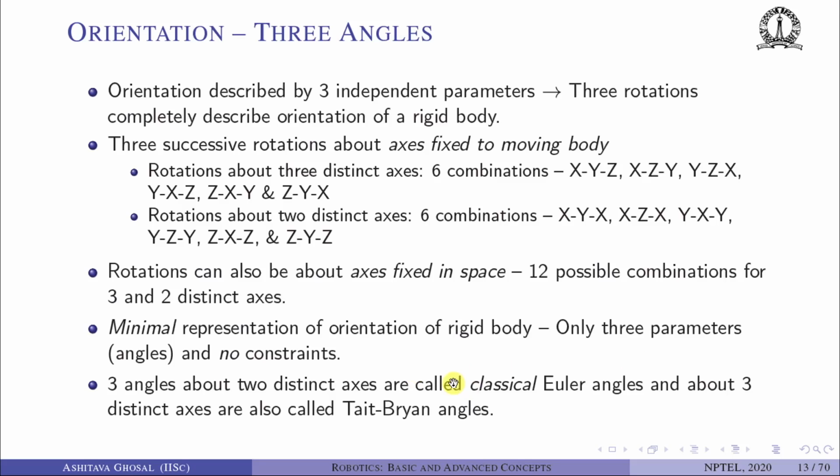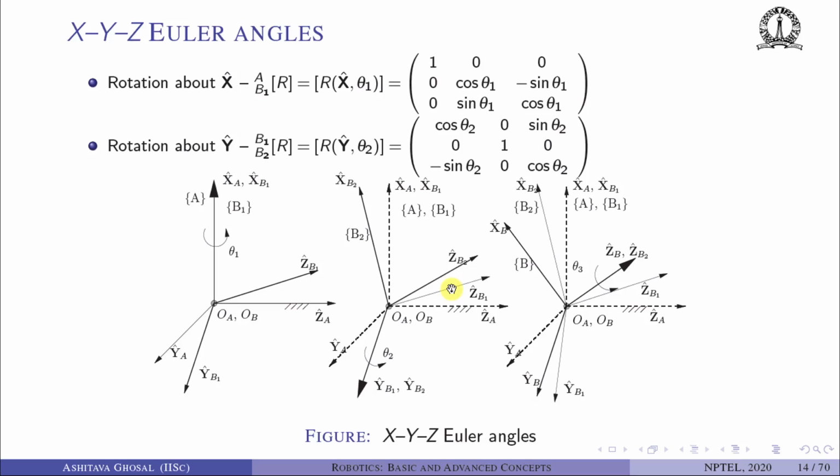Historically, 3 angles about 2 distinct axes are called classical Euler angles. And about 3 distinct axes are also called Tait-Bryan angles. In many textbooks, all of these are called Euler angles. So this minimal representation of orientation using 3 successive rotations is these 3 Euler angles.